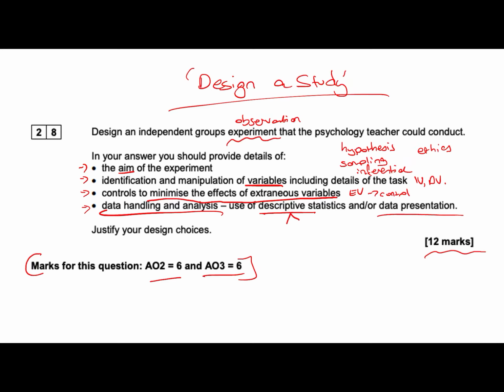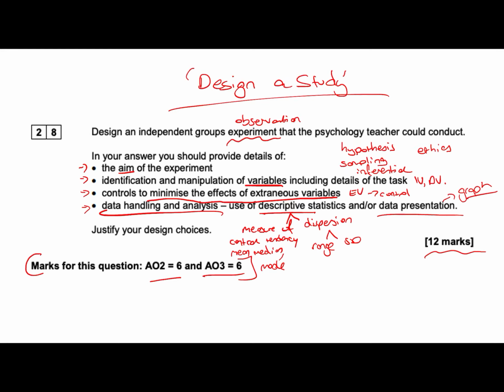Many of you in your response here spoke about inferential testing and started naming inferential stats. That's not what was needed here. If you're asked about descriptive statistics, we're talking about measures of central tendency and measures of dispersion. So mean, median, and mode, range, and standard deviation. Data presentation is asking you what graph you would show. How would you present your data in some sort of graphical form?